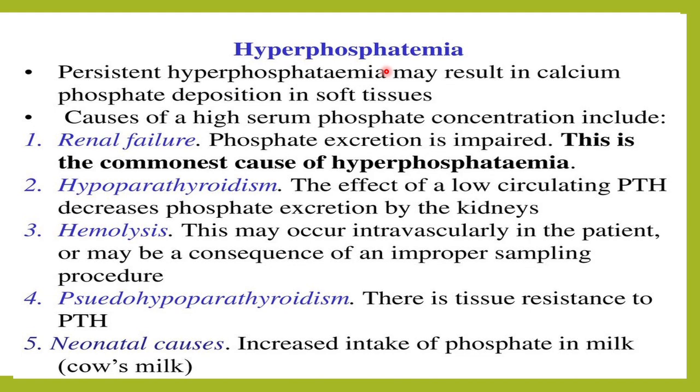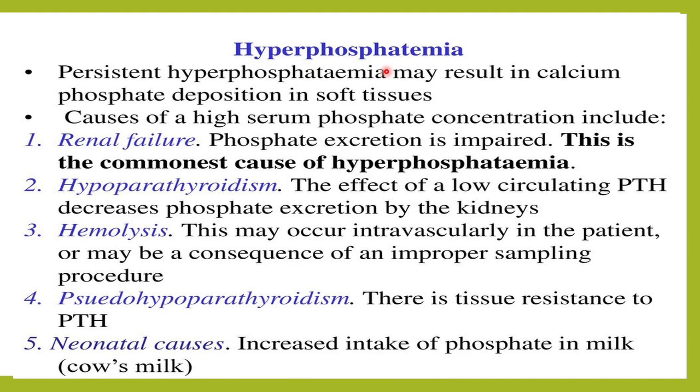One is renal failure. Whenever the kidney fails, either because of diabetes or hypertension, the excretion of phosphate is impaired, and this causes increased phosphate levels in the serum. What will this increased phosphate do? It will result in calcium phosphates, and they get deposited in the soft tissues, etc. So kidney failure becomes one of the important causes for hyperphosphatemia.